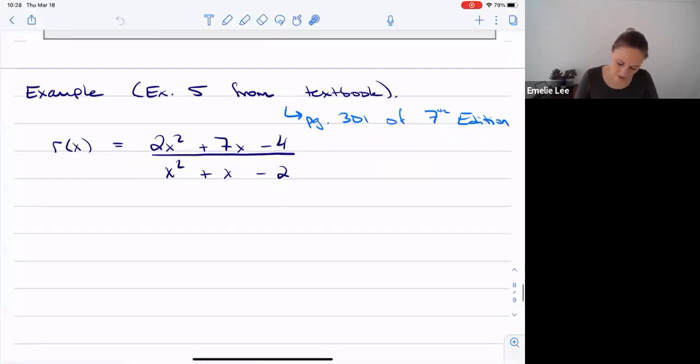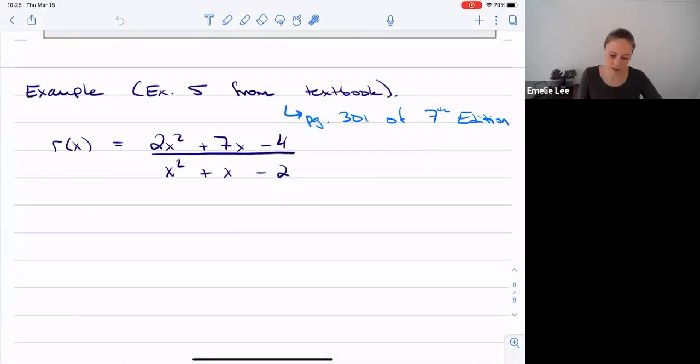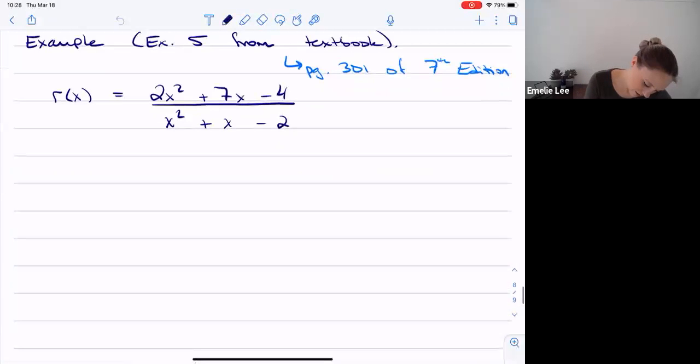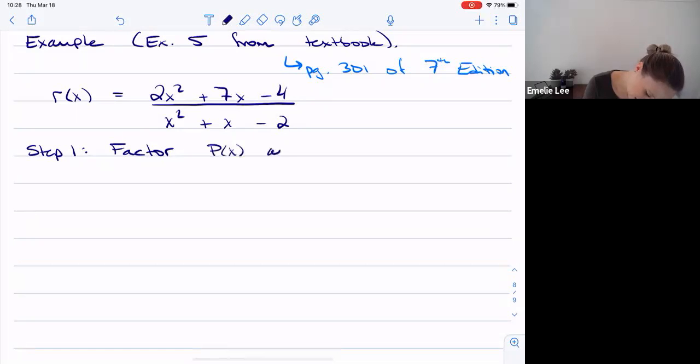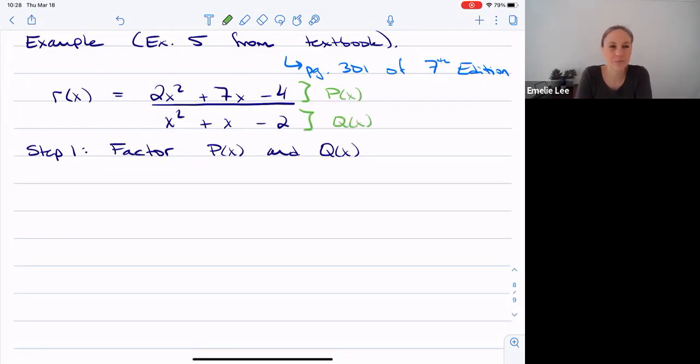Okay, so first, step one, we want to factor P of X and Q of X. And I will just highlight here that P of X is this and Q of X is the denominator. All right, just kind of using that shorthand is fine.